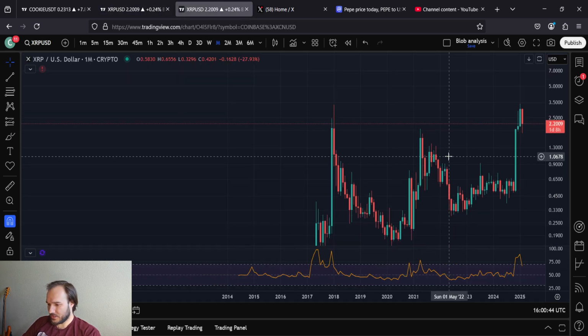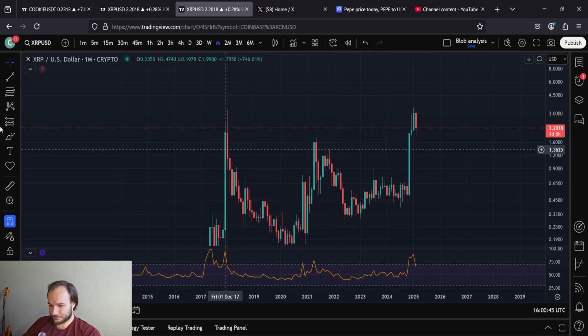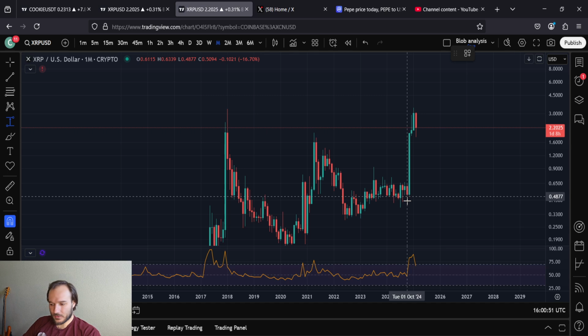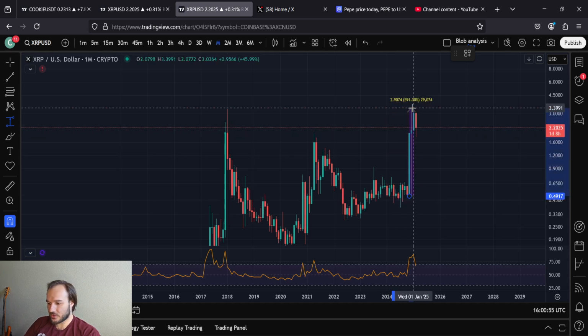Now, what was I saying? Oh, yes. Okay, I remember. So XRP here on this last pump, if we look at this here, from the low of the move right here, right? Not the absolute low, but just the low of the move to the high of the move.